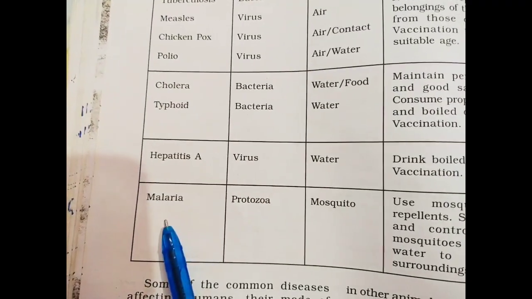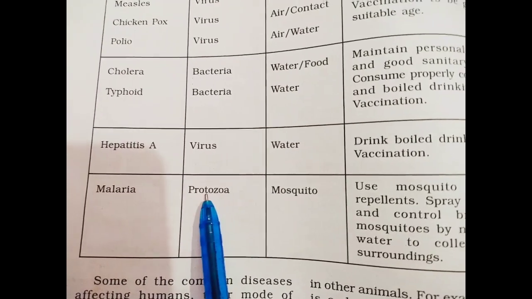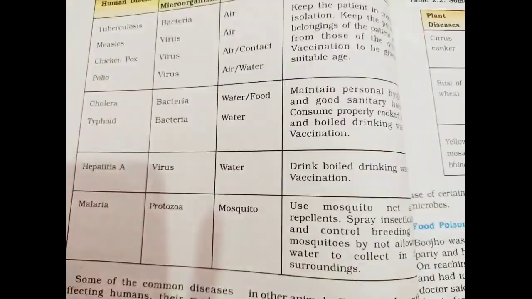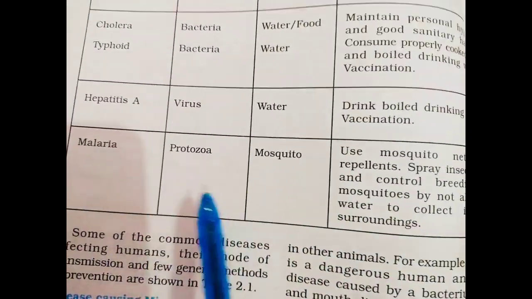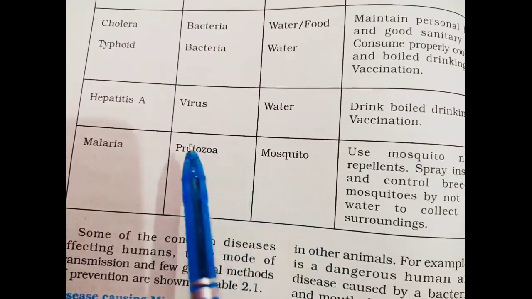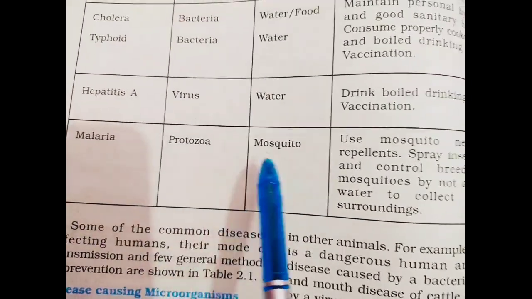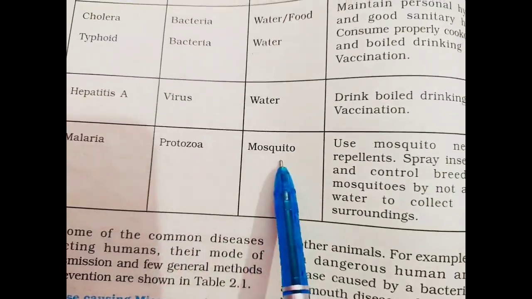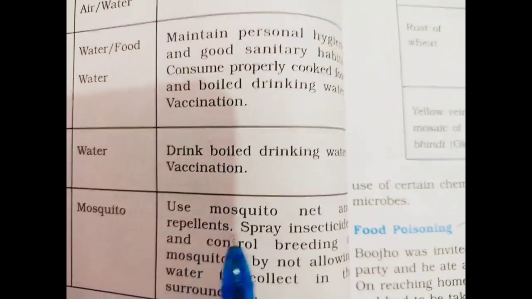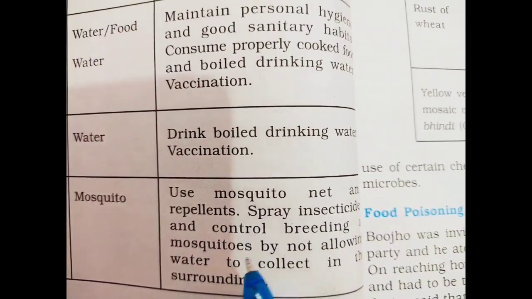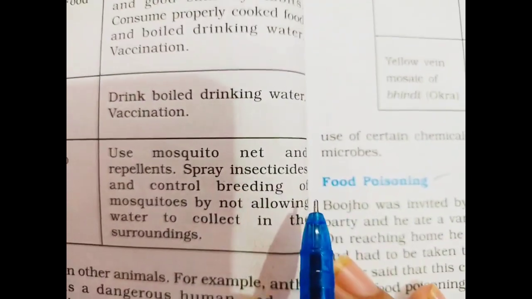Now the last disease is malaria, and the microbe which causes malaria is protozoa. Now the mode of transmission: how does malaria spread? Protozoa causes malaria, but malaria spreads via the mosquito. Now the preventive measures: use mosquito nets and repellents, spray insecticide to kill the mosquitoes, and control breeding of mosquitoes.